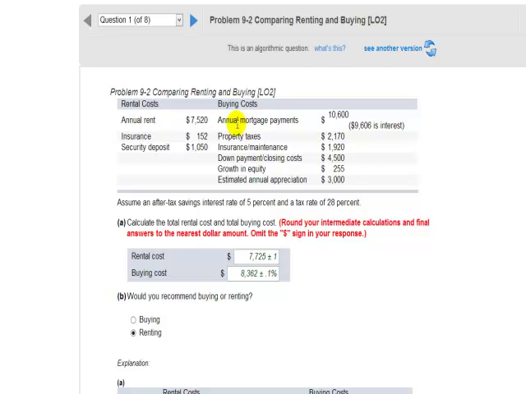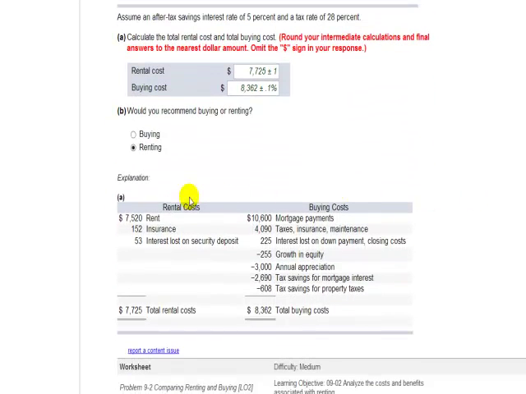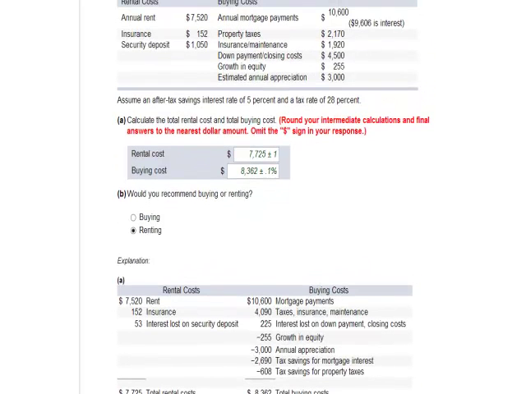So the cost to rent. Let's see what the cost to rent is. The cost to rent is going to be, of course, the rent of $75.20, and it's also going to be the insurance that was up here. The insurance of $152, that's part of the cost of rent, renter's insurance. And then this security deposit, we're going to get that back, hopefully, although in the real world that doesn't necessarily happen.